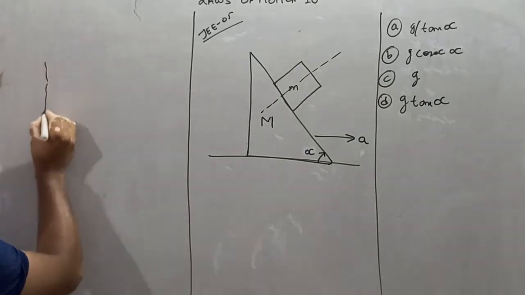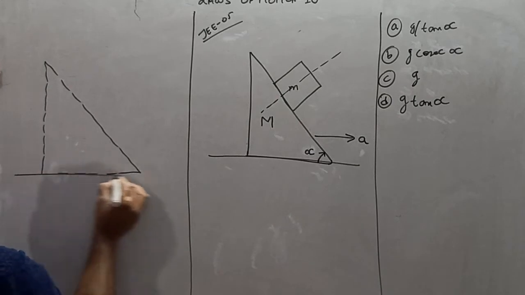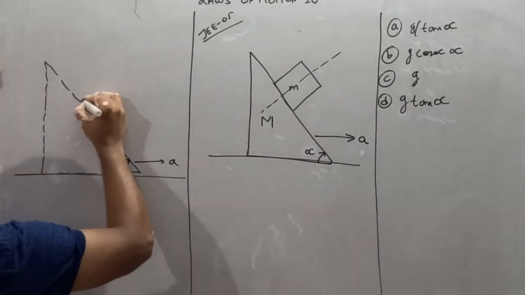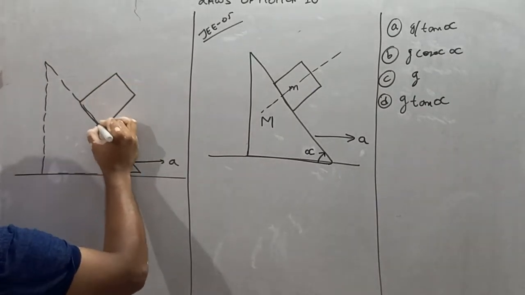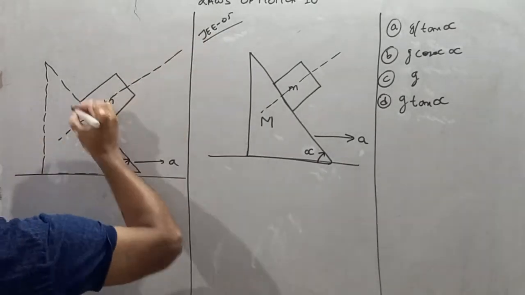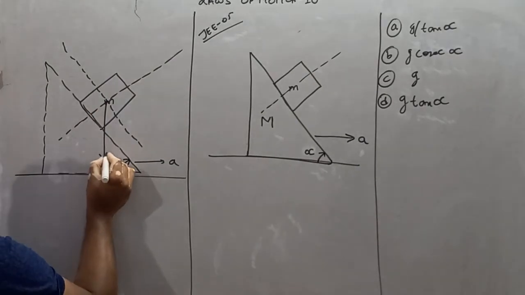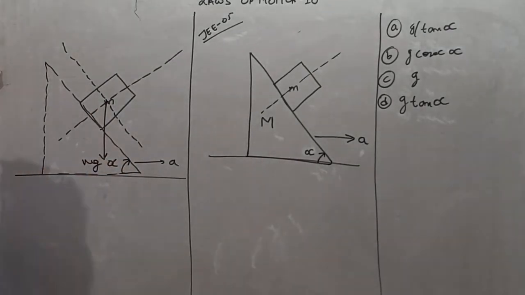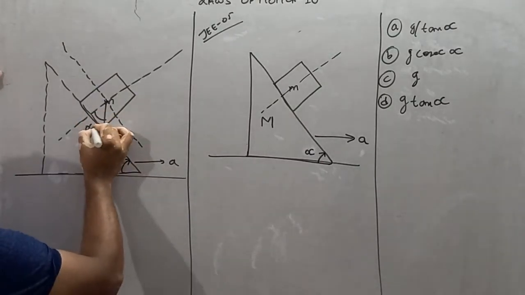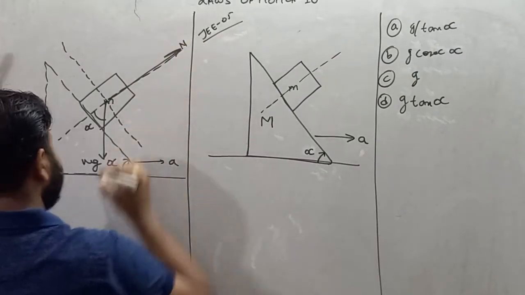I am making here the free body diagram of the block, only the block, dear student. So this angle is alpha and acceleration is in this direction. The block is there. Mass of the block is m. Now see, we know that for an inclined plane, this is our x-axis and y-axis. Vertically downward a force is acting, that force is mg. Now see, if this angle is alpha, then this angle is also alpha. In the upward direction, normal is acting.